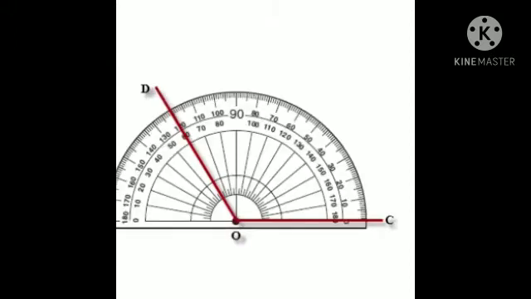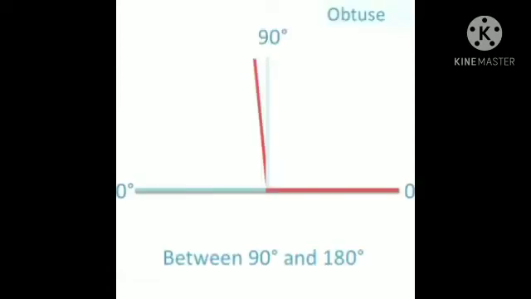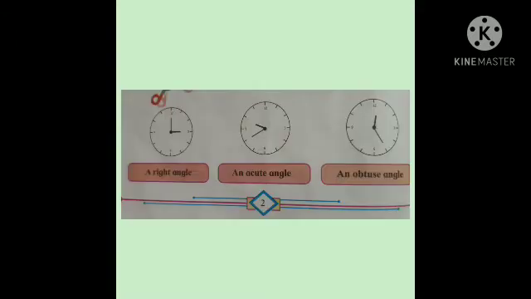Now we will see an obtuse angle. I will tell you what the meaning of obtuse angle is. An angle that is bigger than a right angle is called an obtuse angle. You can see the measurement of the angle is increasing now. It's more than 90 degrees. The obtuse angle is bigger than the right angle.